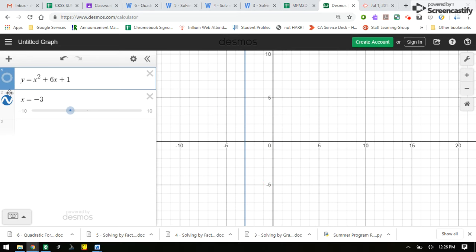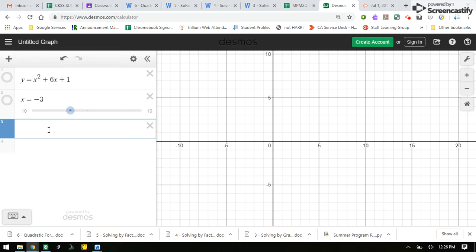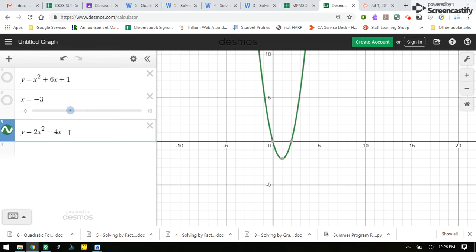You can start fresh if you want, but I'm just going to turn off what was already there, go to a new box, and I'm going to enter in y equals 2x. I have to get up into the exponent now, squared, get out of the exponent, minus 4x. If you wrote the minus 4x in the exponent, it would be ugly. It wouldn't work out. It wouldn't be the graph we were looking for.